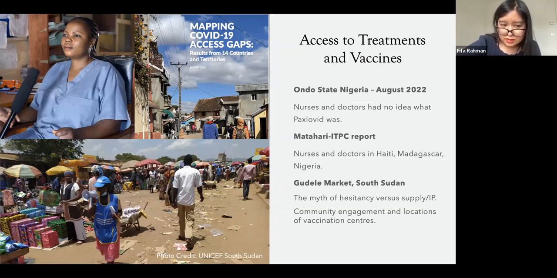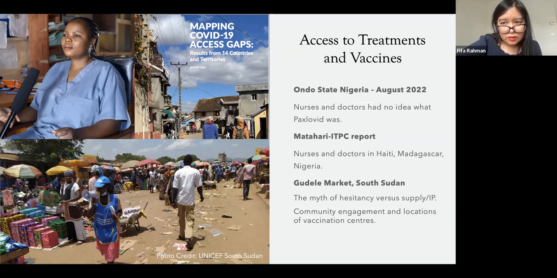What people realize is when you bring vaccines into communities where they are going about their day, such as the Gudele market, people were suddenly not hesitant, right? And were able to take up the vaccines just because it was where they were every day. In addition, they conducted community engagement and just generally brought locations of vaccination centers and sites closer to the people. So the idea that it was hesitancy and not IP and not supply is a little bit crazy and maybe a little bit racist.